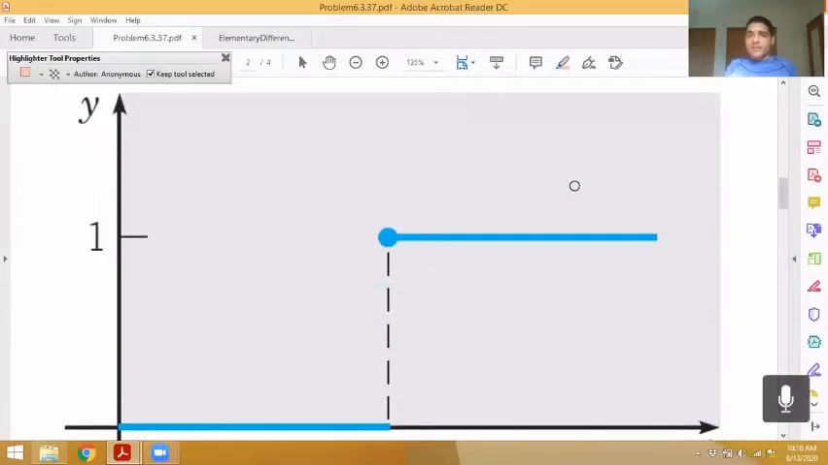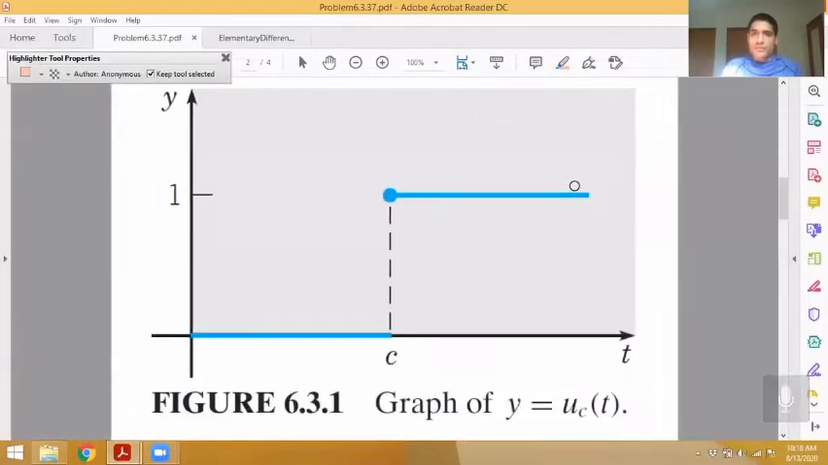Here is a picture of the step function u_c of t, also coming from the 10th edition of Boyce and DiPrima. As you can see, right before c, or always before c, the function is 0. We have a dot at c to signify it's 1 right there, and everything after c, the function value is still 1. So this u_c of t is what's going to help us get the algebraic expression for the function f.